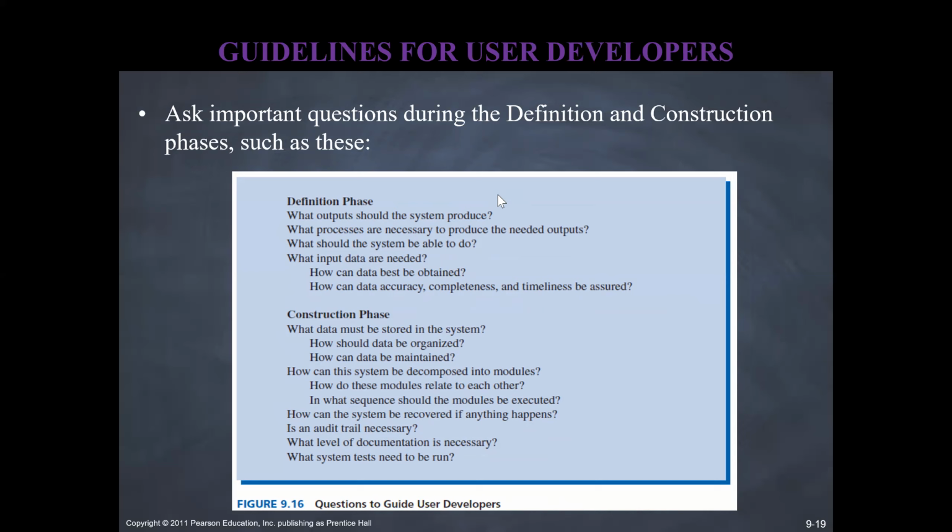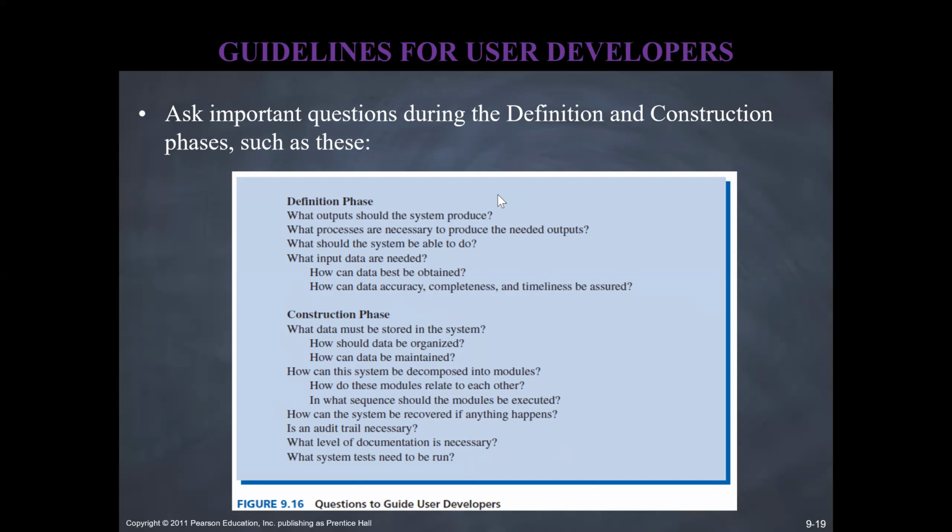Okay, switching gears to the definition and construction phases of a project, there are some very important questions or considerations that must be asked, right? Obviously, inputs, outputs, what are the processes necessary? What are we trying to systemize, if you will? What should the system be able to do? Where is the data going to come from? Do you have data? How accurate, reliable, complete is the data? Very often systems fall apart here, right?